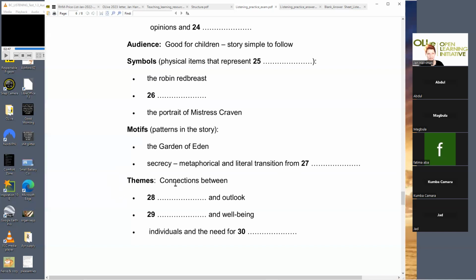And then themes are connections between things. So there's a connection between something and the person's outlook, and there's a connection between something and the person's well-being. Okay, and then individuals, a connection between individuals and the need for something else. Okay, so we're looking for things that are connected when we get to there. All right, let's go.